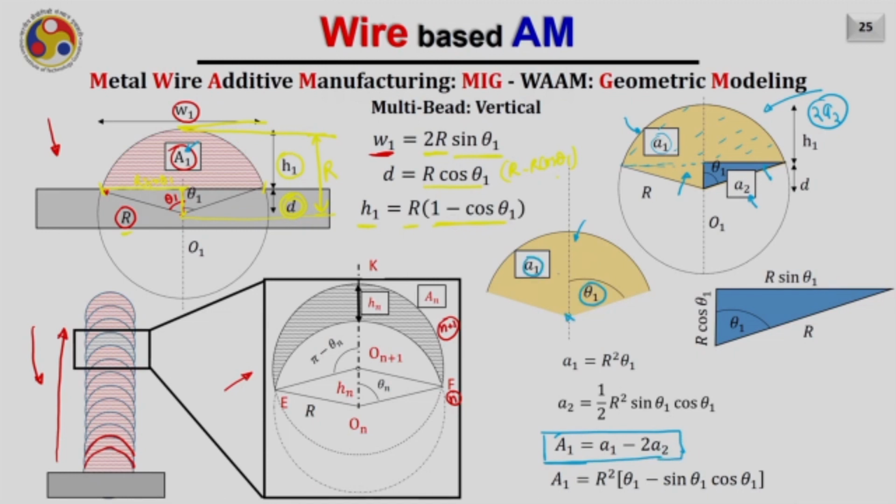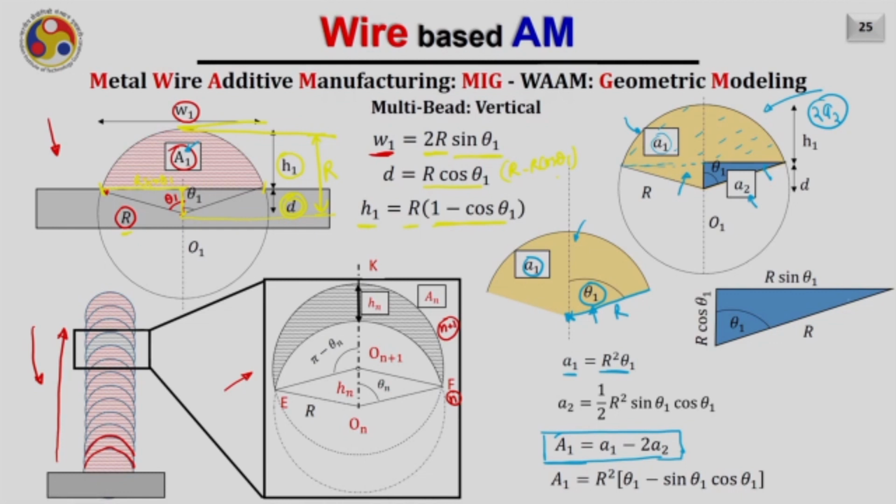It is very easy to calculate the area a1, because if I know this is the center and the angle from this line to the vertical line is theta 1, then easily I can say that the area a1 will be equal to R square theta 1. And of course, if this theta 1 is pi, it will be a complete circle, and the area will be equal to pi R square. So, it is just for verification.